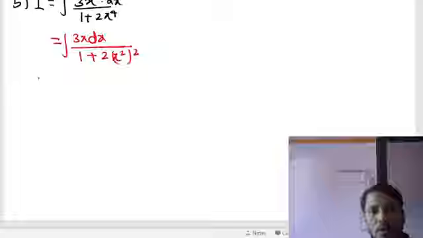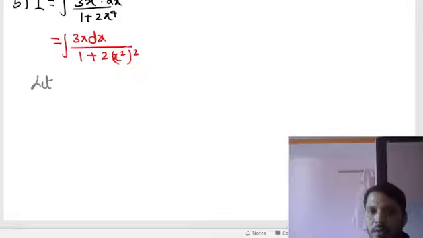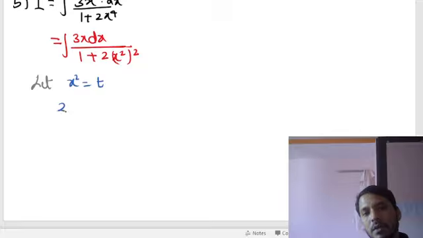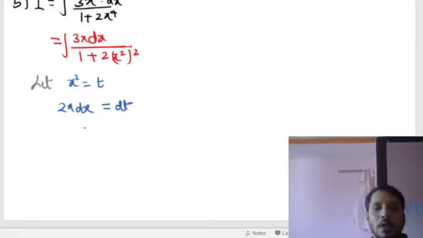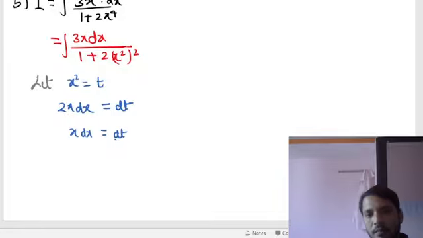So just to get their differentiation in the numerator. That means let now this x square is equal to t. So what is the differentiation of this? It will become 2x into dx and this is equal to dt, right? Now from here what we can say, x into dx is equal to dt by 2.